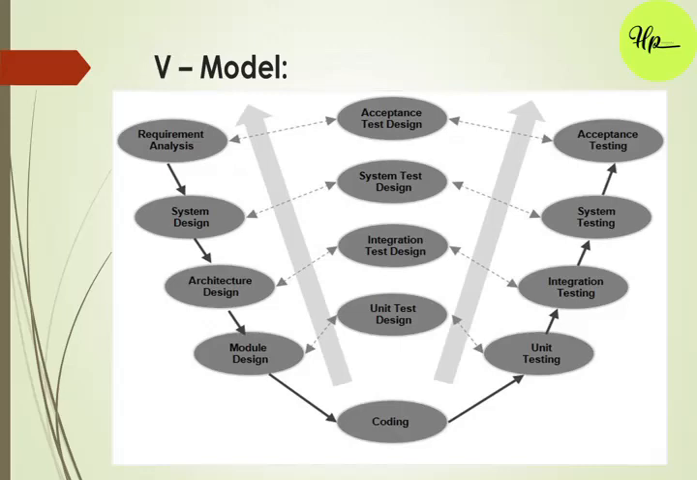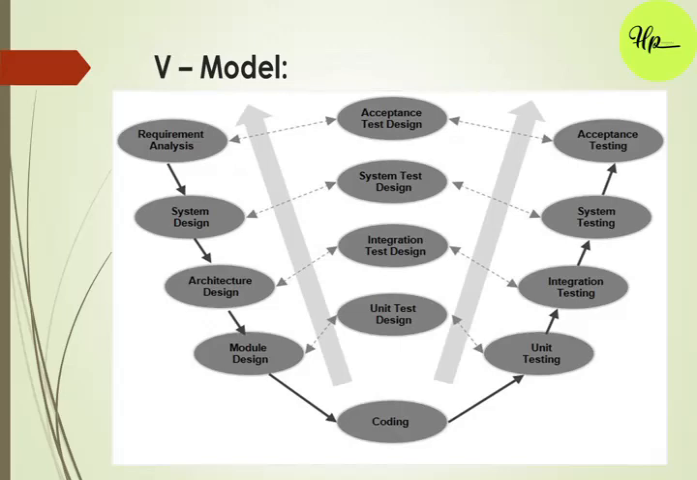There are several verification phases in the V model. Each of these is explained. First step is business requirement analysis. This is the first phase in the development cycle where the product requirements are understood from the customer's perspective. This phase involves detailed communication with the customer to understand his expectations and exact requirement. This is a very important activity and needs to be managed well, as most of the customers are not sure about what exactly they need.